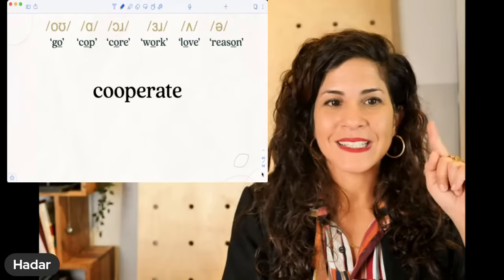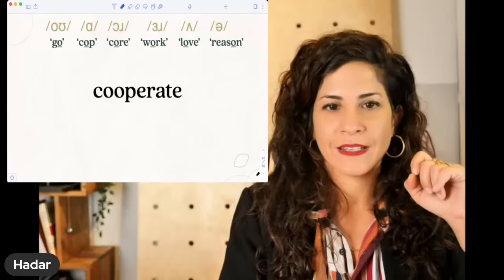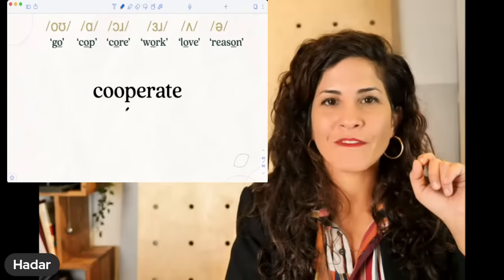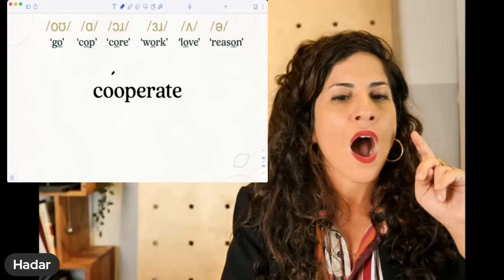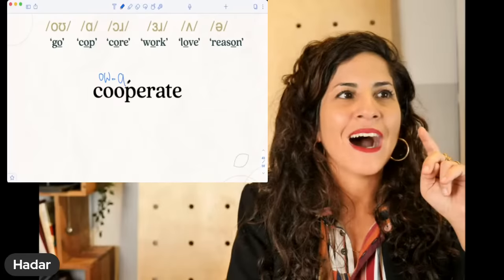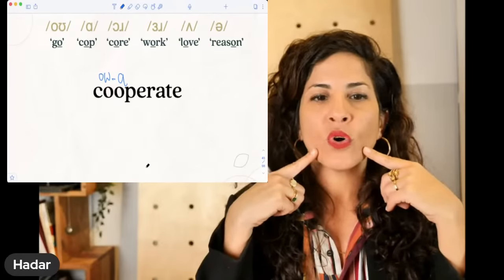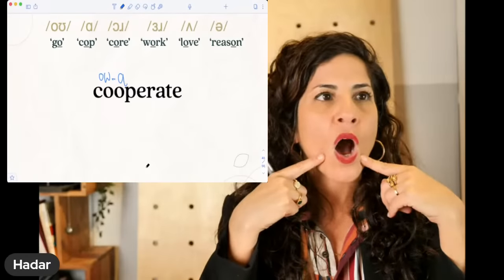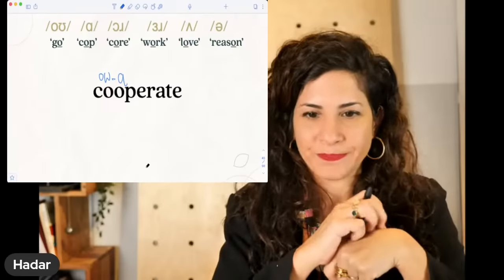What about this? Listen closely. Cooperate. Here we have two O's that represent two vowel sounds. Listen. Co-wa. Co. O as in go. And then A as in father. Co-wa. Practice it with me. Cooperate. So it's not cooperate, co-o. It's not o-o. But co-wa. Co-wa-pa-rate. Cooperate.